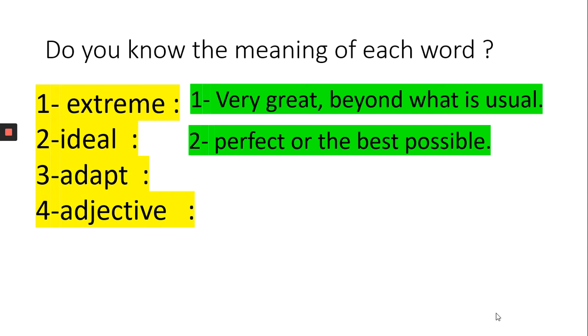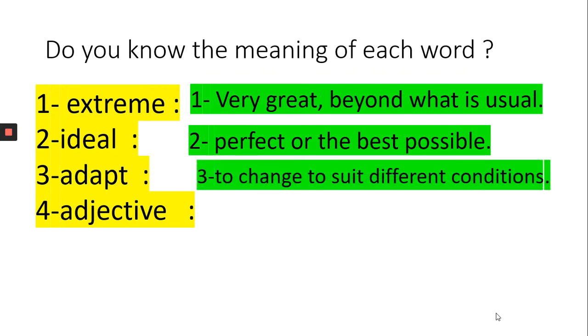Word number three, adapt. Example, some animals adapt their colors so that they are not attacked by other enemies. Like, for example, the rabbit or the fox or the crocodiles, they adapt their colors so they are not easily seen by their enemies. So the word adapt means to change to suit different conditions. Okay. Now, the fourth word is adjective.